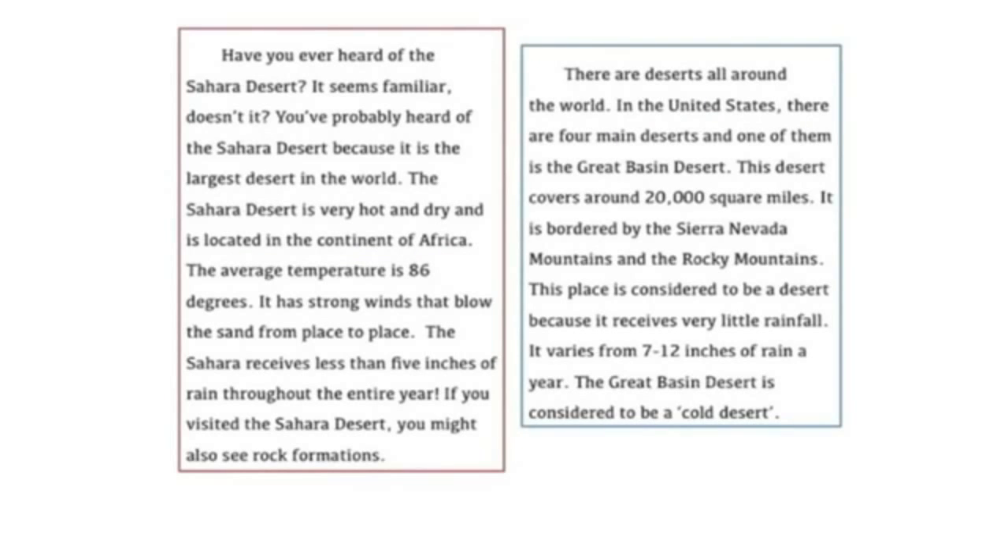Second, the Sahara is one of the hottest deserts in the world. It is very, very hot, reaching 86 degrees as an average temperature. On the other hand, the Great Basin Desert is considered to be a cold desert. Temperature is another difference. Let's look for one more difference. I'll give you some time to find one.